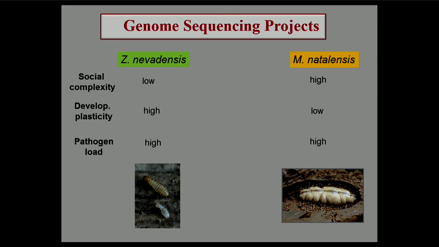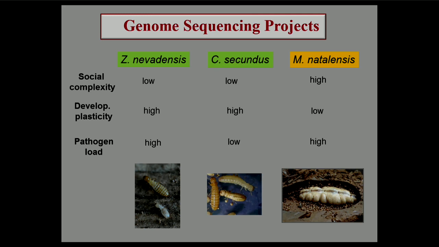And when we compare this now to our termites, we have some similarities and some differences. So Cryptotermes secundus is in many aspects very similar to Zootermopsis nevadensis. It is a wood-dwelling termite, so it has a low social complexity, sitting within the site of its food and never leaving it. The developmental plasticity in Zootermopsis nevadensis is similar to what I've shown you for Cryptotermes secundus.